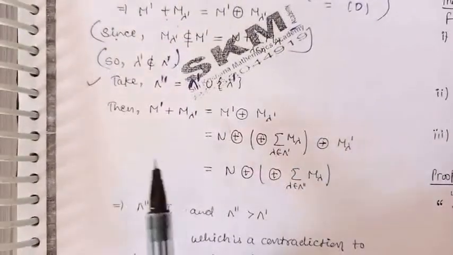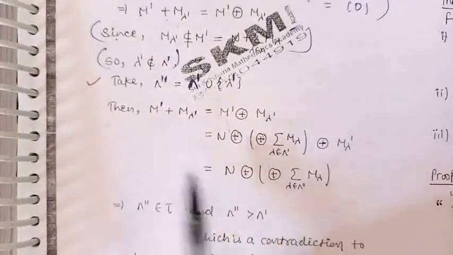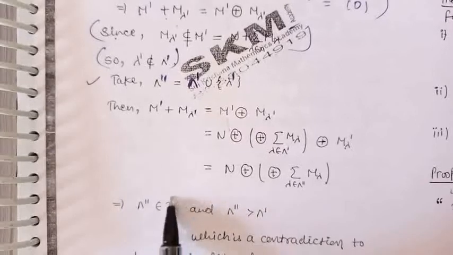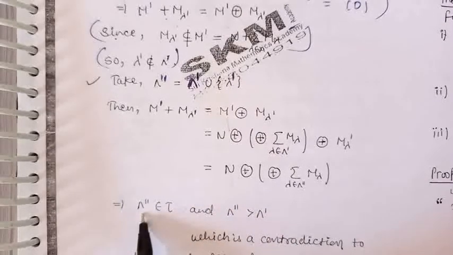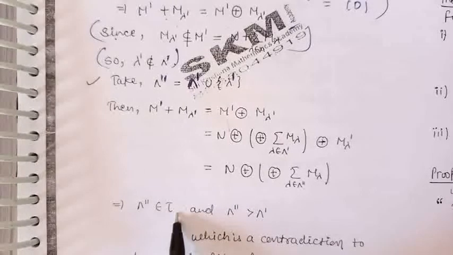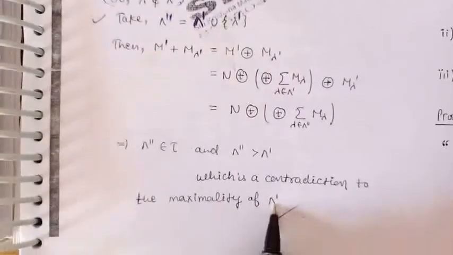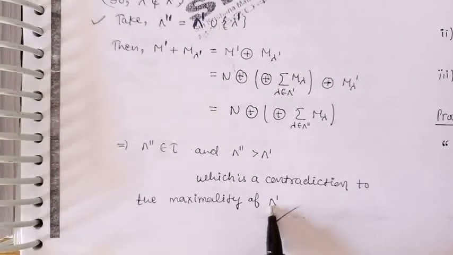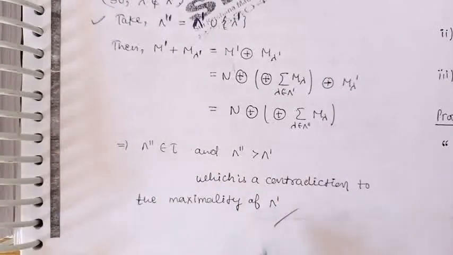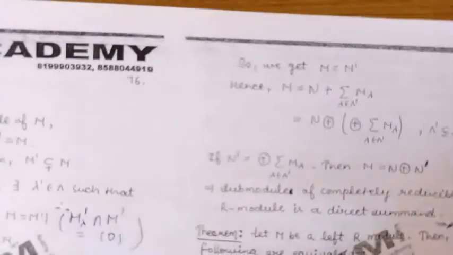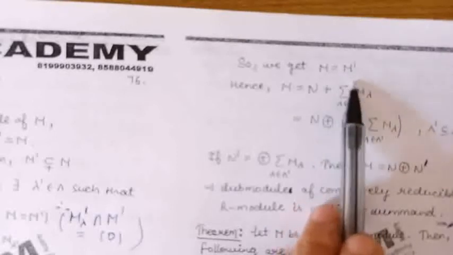So because this linear sum is equal to the direct sum, and by definition of family τ, we can say that this Λ'' belongs to the partially ordered set τ. But that will give us a contradiction, because we have already proved that this Λ' is the maximal element, and here we have obtained a contradiction to the maximality of Λ'. So this contradiction proves that our assumption is wrong. It means M and M' must be the same.